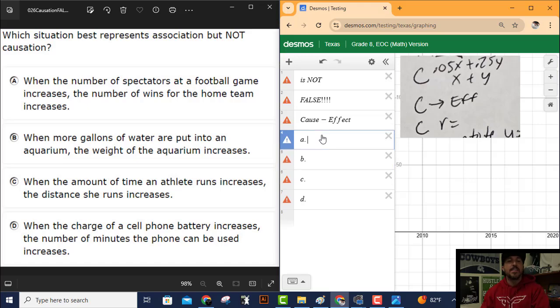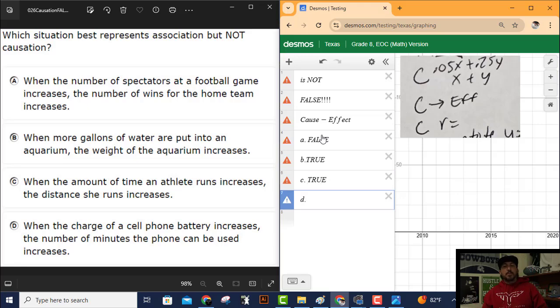Let's see, choice A, spectators go up, the wins go up. That one is clearly false. That's the one I want. I'm pretty sure I want that one. The number of gallons put into the aquarium, the weight increases. That is true. Choice C, the amount of time the athlete runs, the distance might increase. I mean, that one could be true, because if we're running longer, more time, yeah, that makes sense. That one could be true as well.